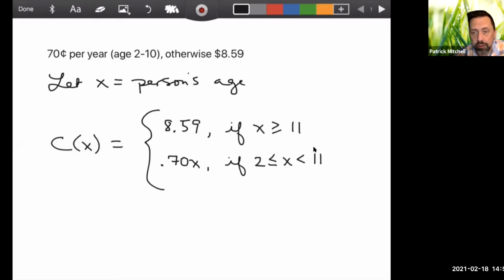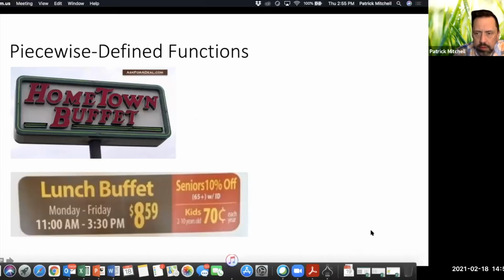All right, so I want to show it to you the way it's normally going to look. This is a piecewise defined function. C of x is equal to $8.59 if x is greater than or equal to 11, and is equal to 70 cents times x if x is between 2 and 11. All right, so now going back to the presentation.